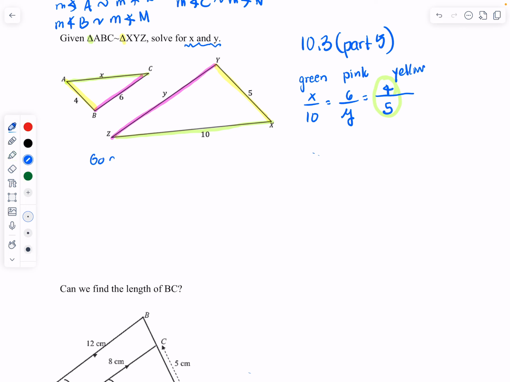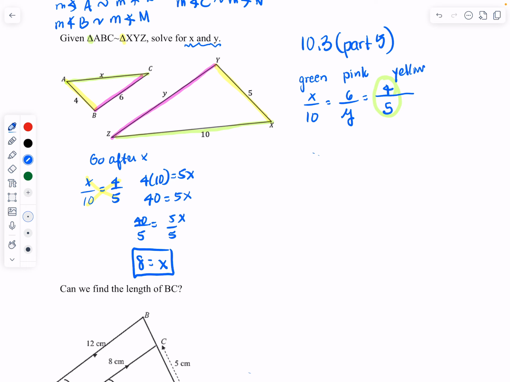So I'm going to go after X. I'm going to set X over 10 equal to 4/5. At this point, I cross multiply, just like I did in the other problems, and I get 4 times 10, which is equal to 5 times X. 4 times 10 is 40, which equals 5X. Now, to get X by itself, I have to divide both sides by 5. So 40 divided by 5 is 8. So X equals 8 units.